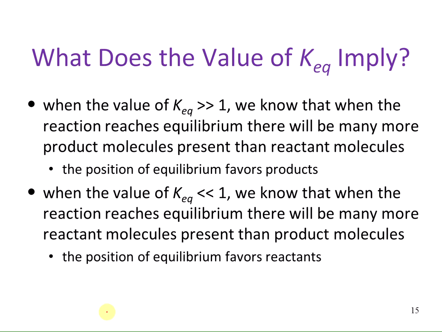And when the value of K equilibrium is much less than 1, we know that when the reaction reaches equilibrium, there will be many more reactant molecules present than product molecules. We say that the position of equilibrium favors reactants. So if K is much less than 1, the reactants are a larger value, so you have a larger number in the denominator than you do in the numerator. So the K is much less than 1. The equilibrium favors reactants.